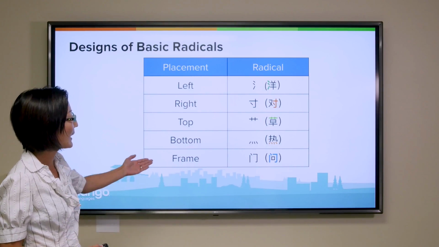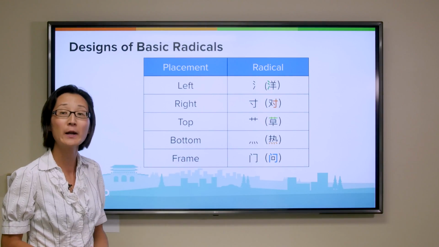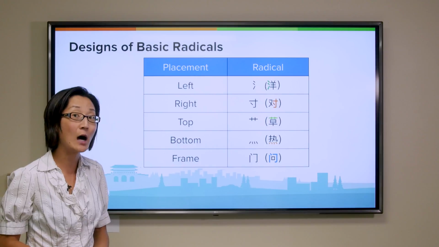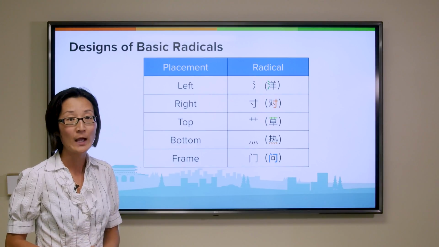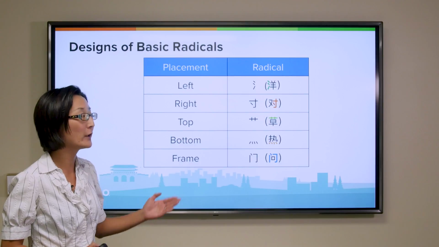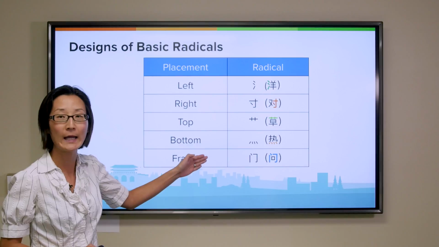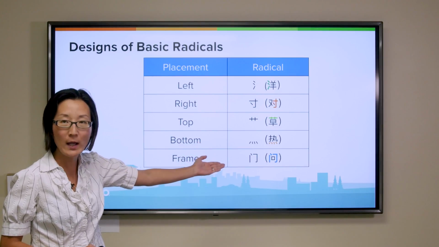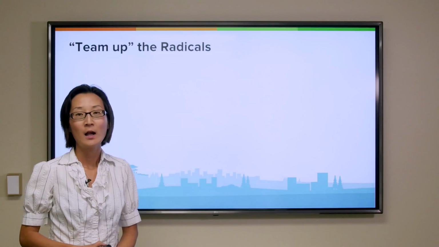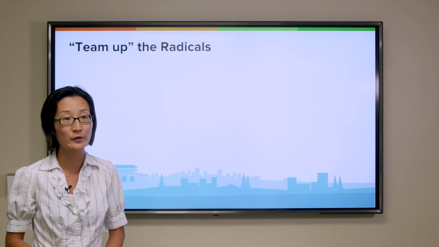Okay? The last one, you can see a radical that is used as a frame. And that radical itself is a character. It means door, 门. And when you fill in another character, another radical inside, there we got 问, meaning ask. And now let's do some practice to team up the radicals.